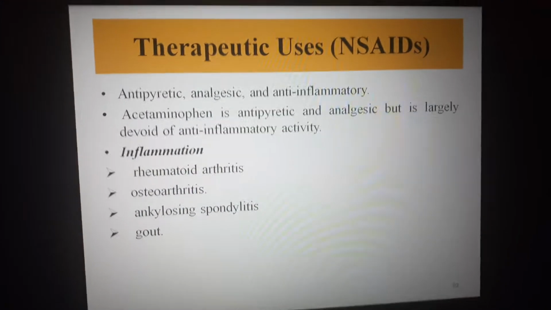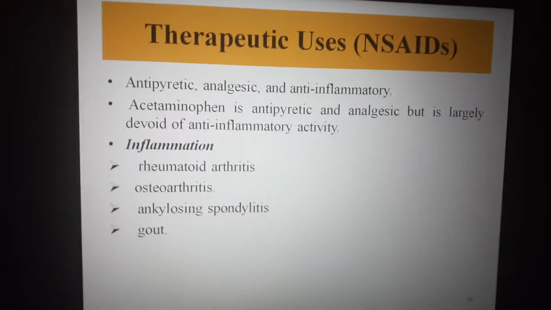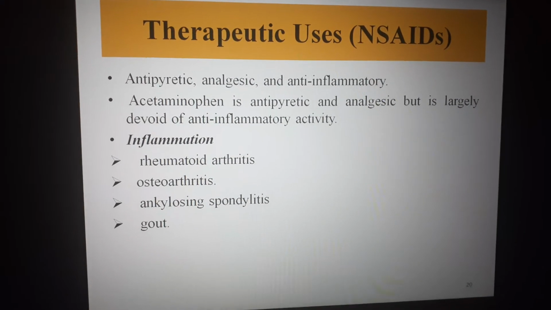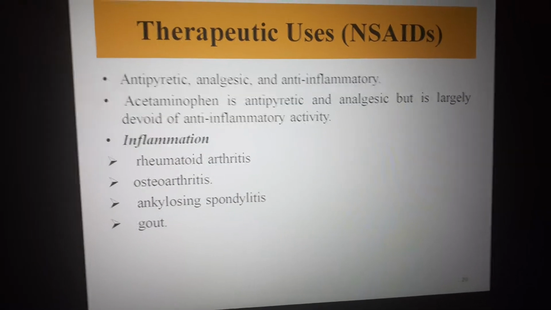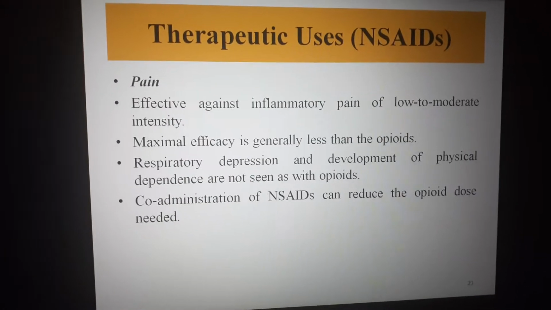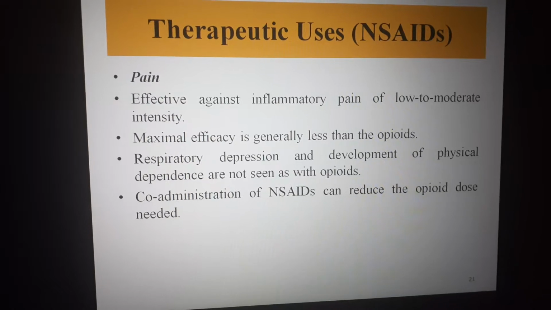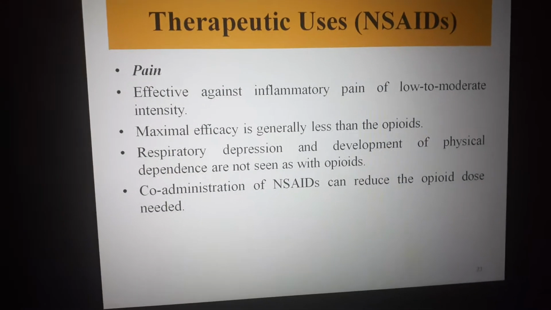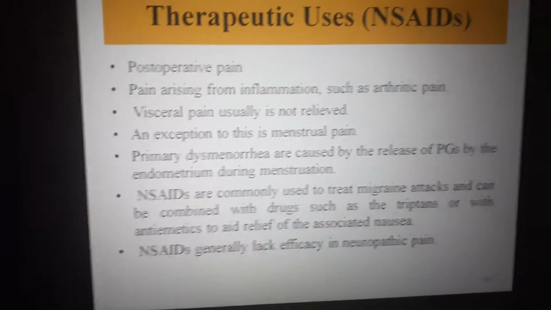So therapeutic uses of these drugs are antipyretic, analgesic and anti-inflammatory. Inflammation can be seen in rheumatoid arthritis, osteoarthritis, ankylosing spondylitis and gout. So these drugs have anti-inflammatory action. They subside the inflammation and the pain process.